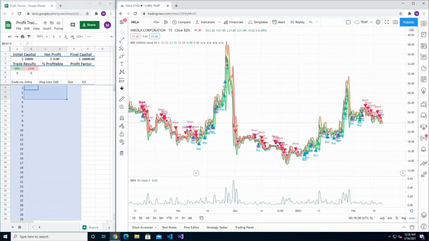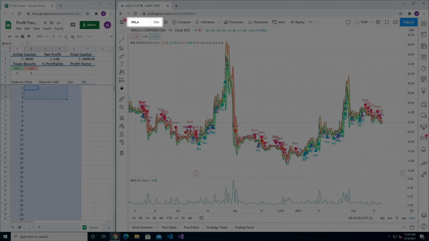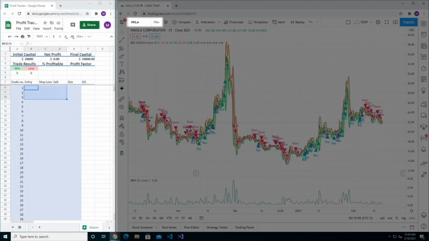Now that we know exactly when to enter and exit our positions, and we have covered how we are going to manage risk by using a stop loss, we are ready to begin the backtesting process. For the purposes of this video, I am going to backtest this strategy 100 times using signals from the 15-minute time frame chart of the stock Nikola Corporation, ticker code NKLA, traded on the Nasdaq exchange. I am going to use this Excel spreadsheet to track the outcome of each trade.